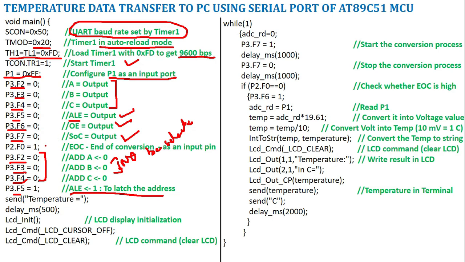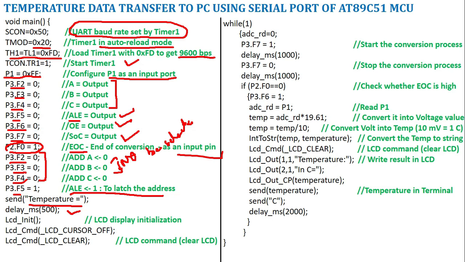We also configure the end of conversion line. Once the conversion is complete by the 8-bit ADC, it will give an indication, and that indication comes to your microcontroller as an input. So this port 2.0 line is used as the end of conversion bit, and it is configured as an input bit. Then I am going to send a string using the UART module: temperature equal to, which will be sent to the PC.